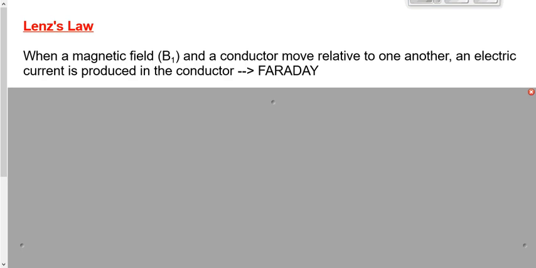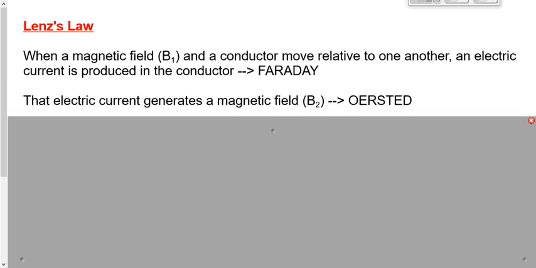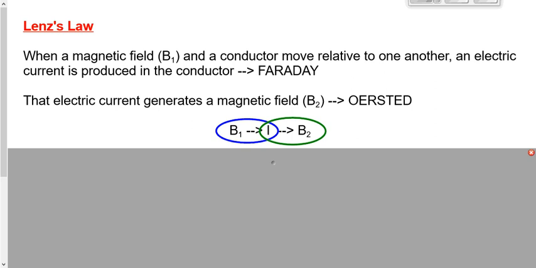We're going to say that B1, magnetic field number 1, that's the magnet that everybody else except Zach dropped, generates a current, I. B1 generates I. But there's a current now, and that current, albeit a very weak current, will generate a magnetic field. That's what Ørsted taught us in 1819. So you've got a magnetic field that's generating a current, and now you've got a current that's generating a magnetic field. B1 generates I, and I generates B2. Now you get two magnetic fields.